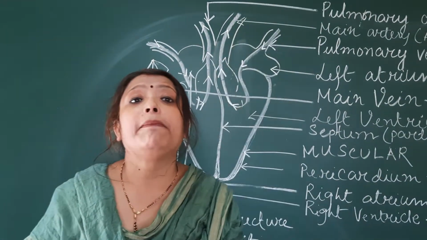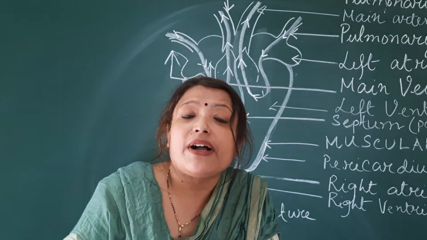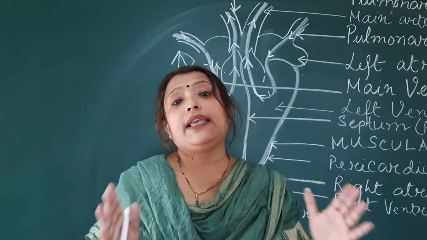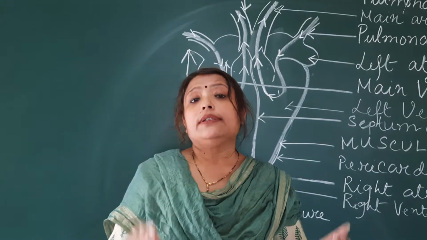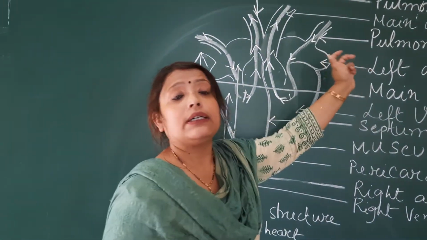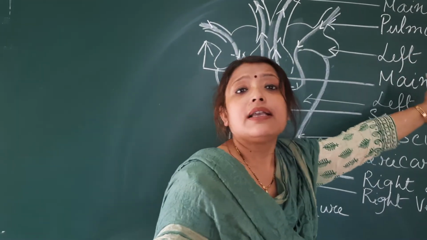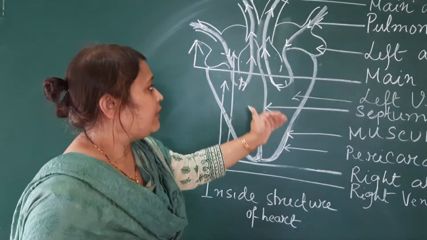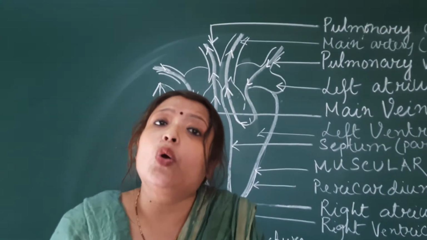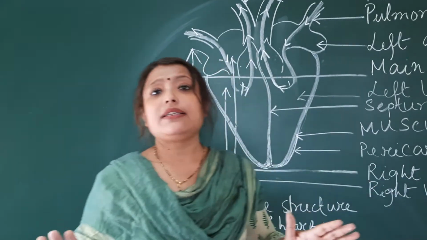What is the function of the main artery? The main artery is also called the aorta. The main function of the aorta is to distribute the oxygenated blood in the whole body. So the oxygenated blood comes from the lungs through the pulmonary vein into the left atrium of the heart. From there it comes to the left ventricle, and through the aorta it circulates into the whole body. So this is the internal structure of the heart.